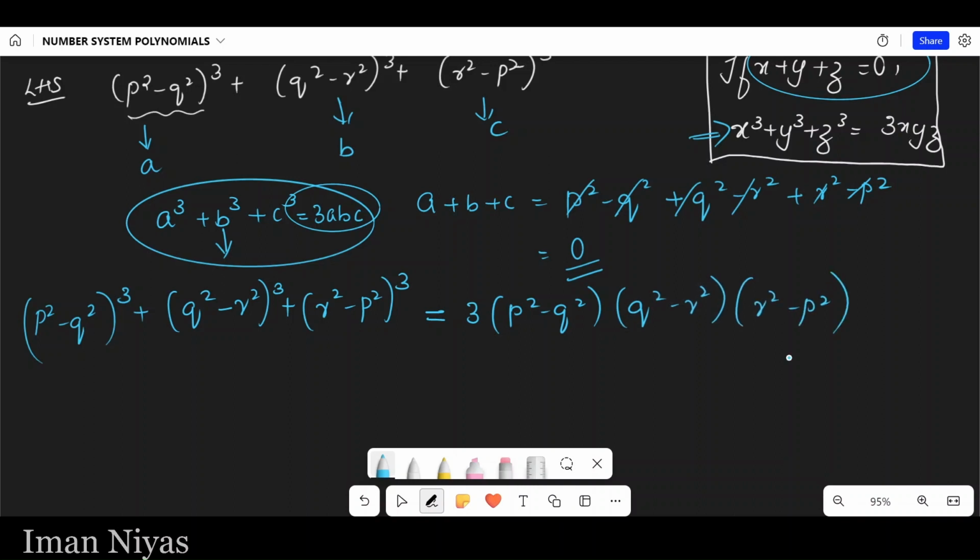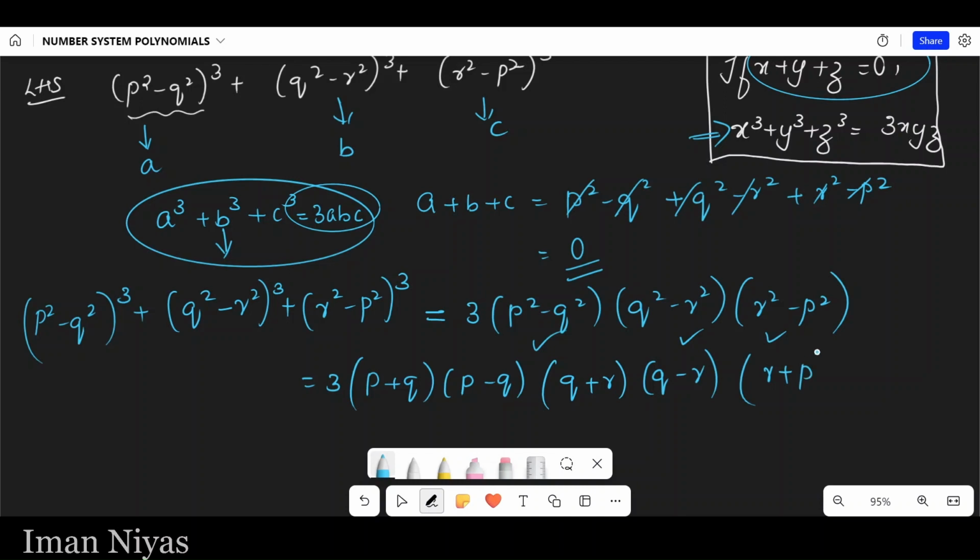So now we are going to apply an identity over here for each one. How can we do this? p square minus q square. What is a square minus b square? a plus b into a minus b. Same we can apply over here: p plus q into p minus q. Then for q square minus r square, q plus r into q minus r. Again r square minus p square, r plus p into r minus p.